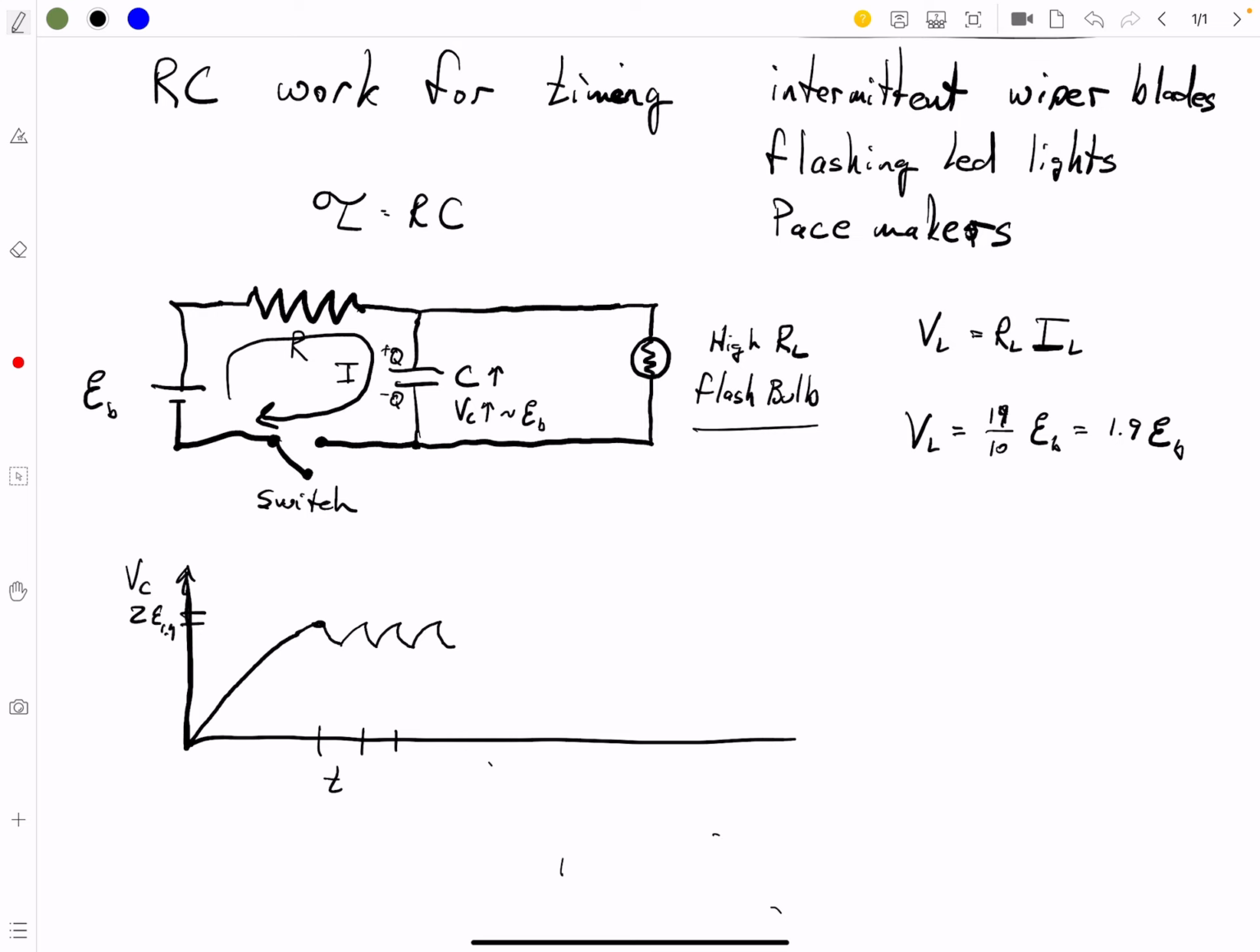So every time it hits this 1.9 volt situation, that flash bulb goes off, and it resets itself and starts right back up again. So that's it going off. Then it says, oh, well, I need to keep charging back up. It does. It goes off. So this is where it's bright, right there. And anyway, you guys get the picture.